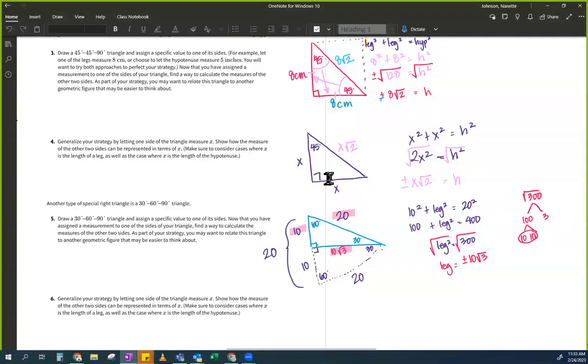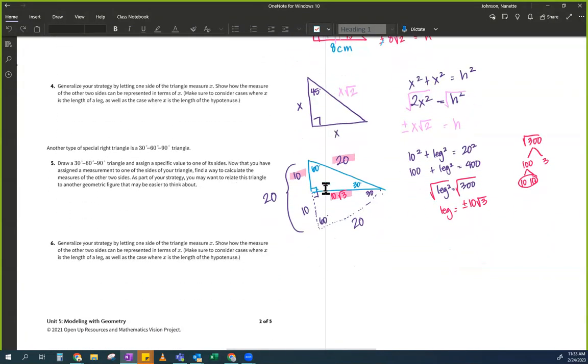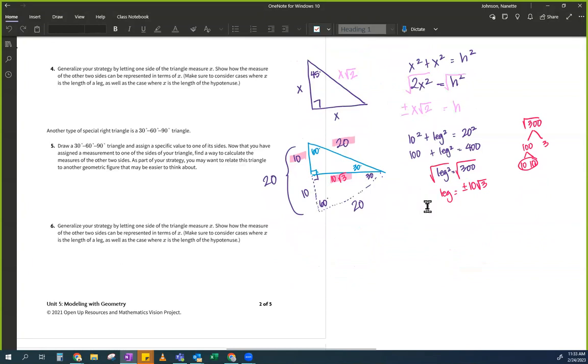So generically, I want you to build this triangle using x's. I'm going to do it, but I want you to try it. I'm going to build a generic triangle. Generic means that I'm not labeling it. I want you to build this triangle using x's. I'm going to put an x right here, and an x right here.